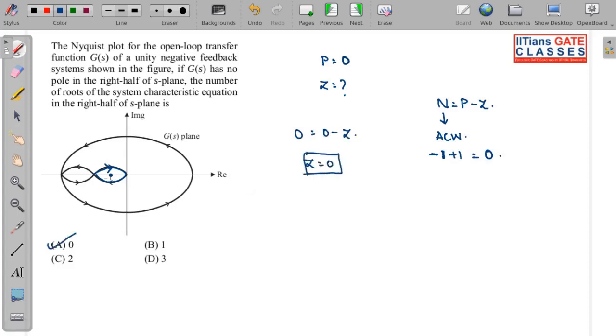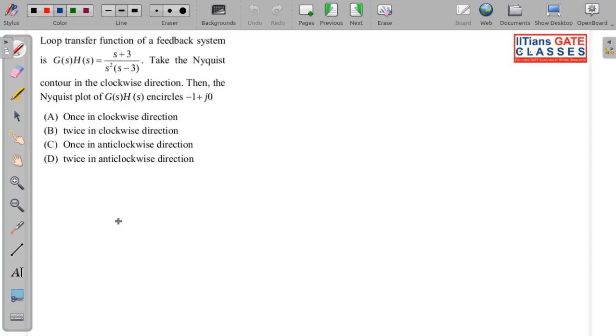So option A is your correct answer. Okay. So the next question is also very simple. What is given? The loop transfer function of a feedback system is G(s) = (s + 3) / (s²(s − 3)). Take the Nyquist contour in clockwise direction, then the Nyquist plot of GH(s) encircles the critical point.